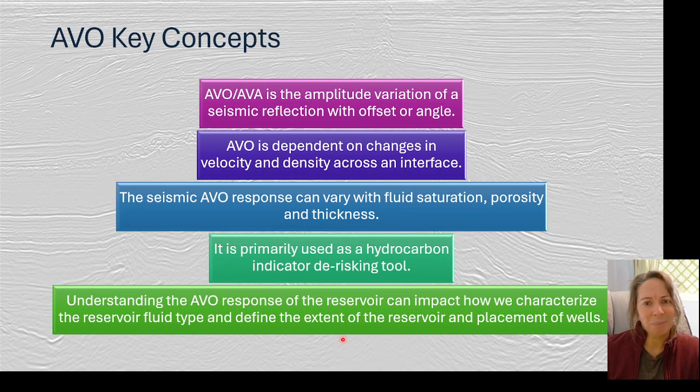I'm going to wrap up now with some key concepts. AVO, if you remember nothing else, is all about how the reflection amplitude changes with offset or angle, and we relate that to the fluid properties of the rocks. All of this goes back to velocity and density and how those change when you have gas or oil in the pore space rather than brine. It's a really great de-risking tool for hydrocarbon prospects.